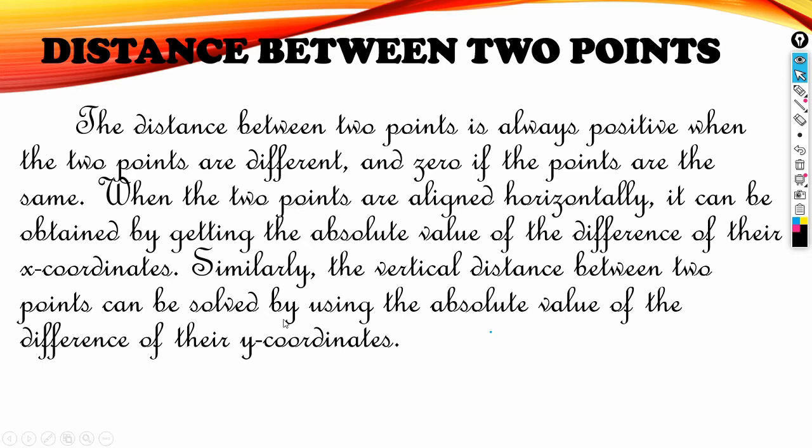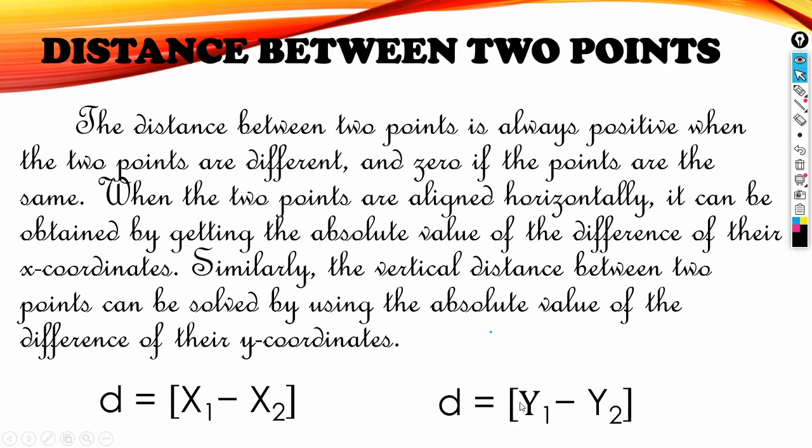So in short, para sa ating horizontal distance, we have the formula d is equal to the absolute value of x sub 1 minus x sub 2. And for the vertical distance, we have d is equal to the absolute value of y sub 1 minus y sub 2.